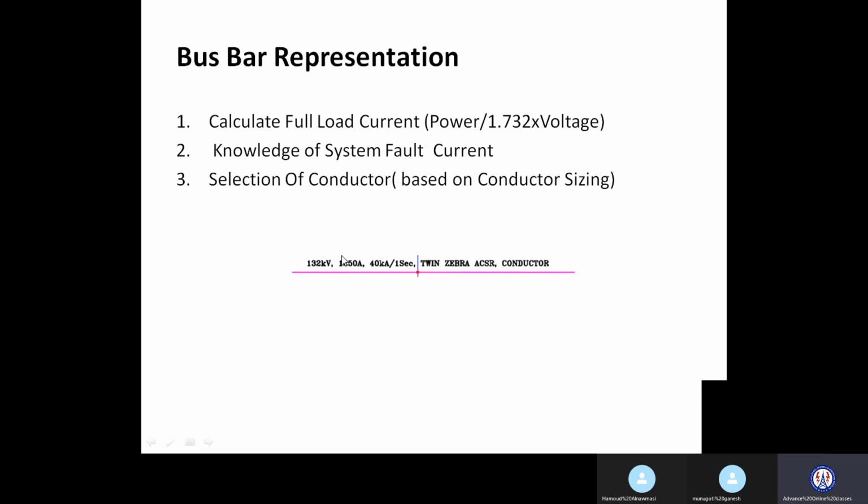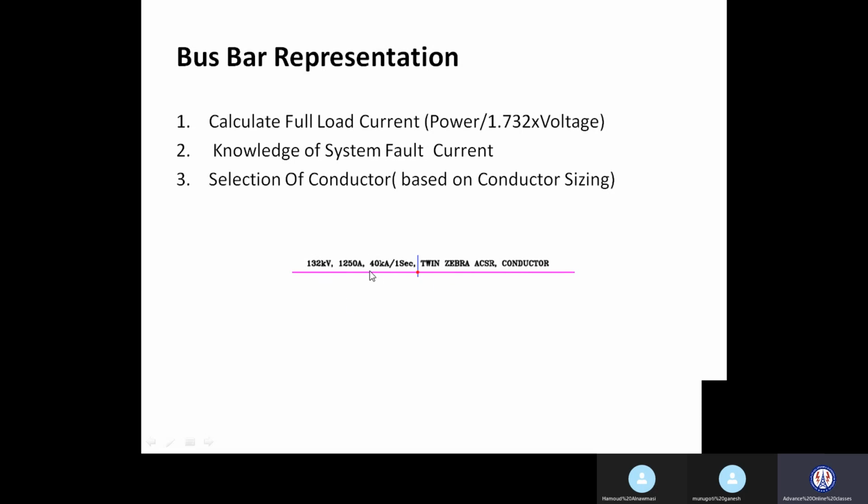The next is the current rating. How are we representing the current rating of this bus? For example, this bus is connected with two feeders, and feeders are running at voltage level 132 kV, and the power flowing through each feeder is 100 megawatt. So how much total power is coming on this bus? That is 200 megawatt. From feeder 1, power is coming 100 megawatt. From feeder 2, power is coming 100 megawatt. So total power coming on this bus is 200 megawatt.